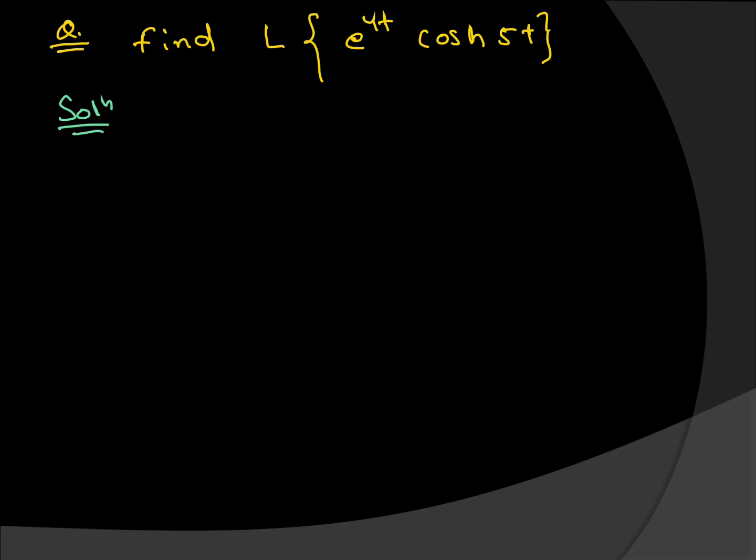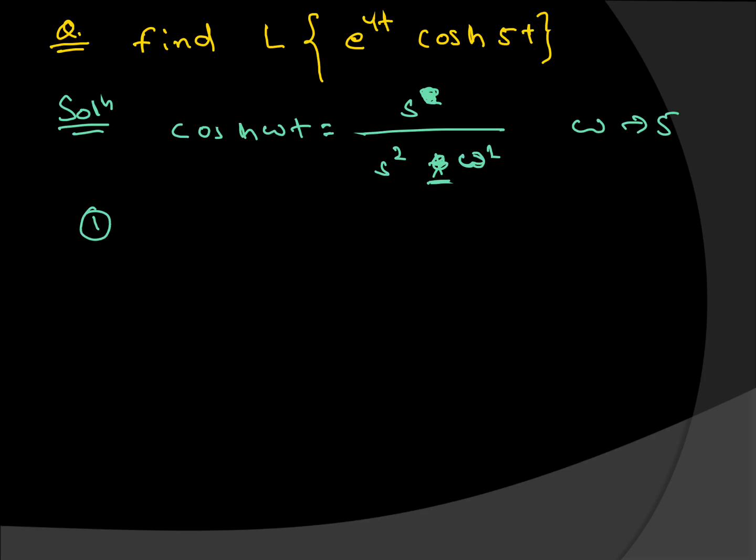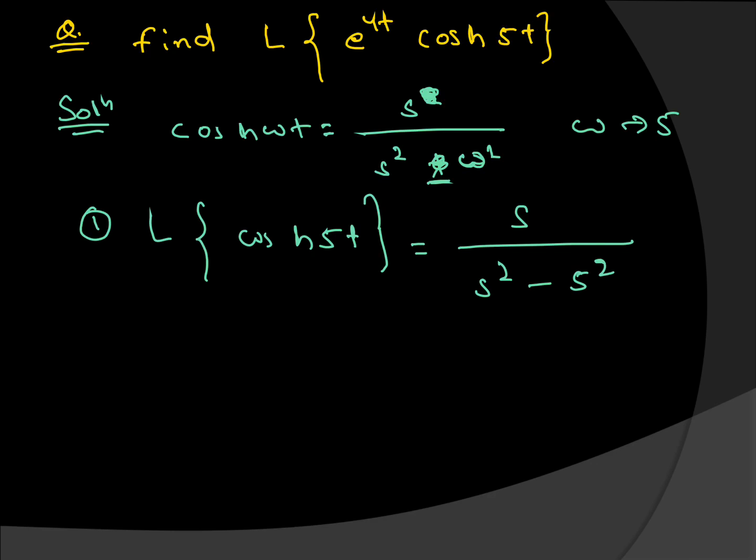Then the next question, find Laplace of e to the power 4t cos h 5t. We know Laplace of cos h omega t is s divided by s square minus omega square. For cos it is the plus term, and here we will get the minus term. So here omega is 5. First we will do Laplace of cos h 5t, which is s divided by s square minus 5 square, or simply we can write 25.